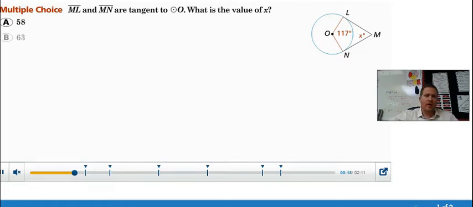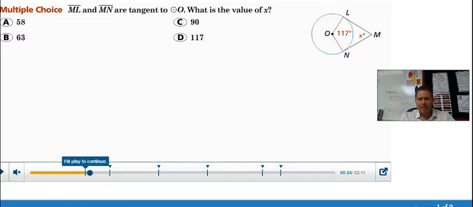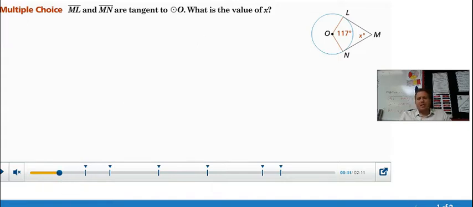Alright, so our first problem tells me that ML and MN are tangent, and we want to know the value of x. Let's not give the answers away. Remember, one of our theorems says that if they are both tangent to the same circle, then these two are congruent. If I look at the figure OLMN, it has four different sides, so it is going to be a quadrilateral.